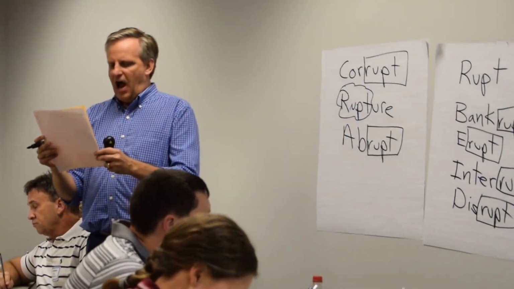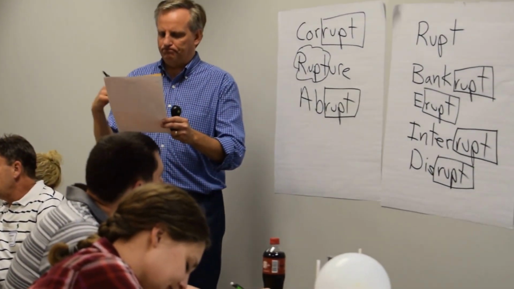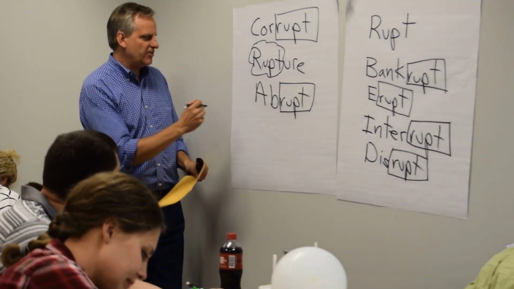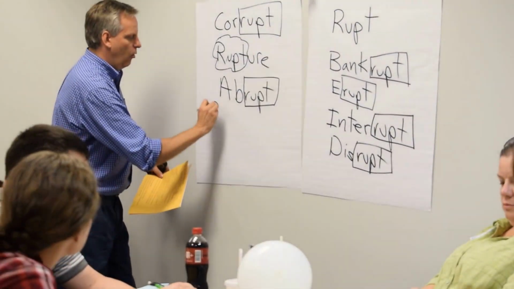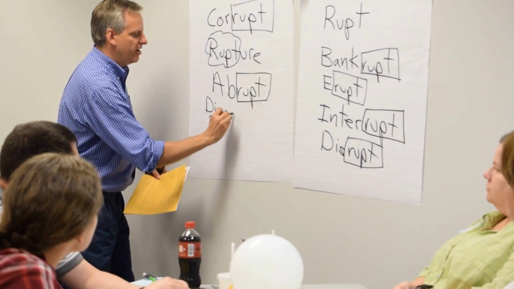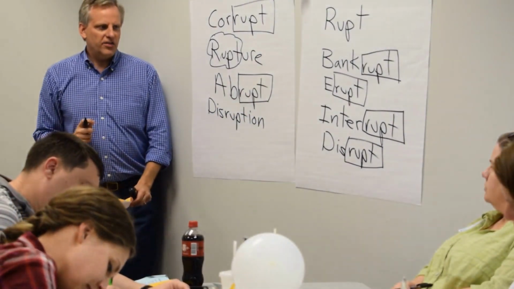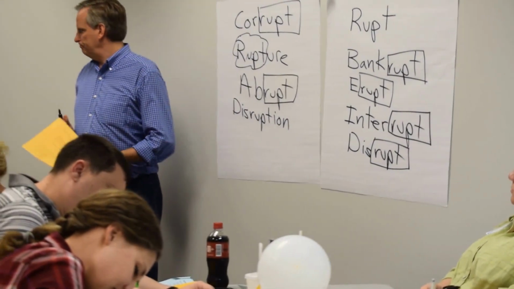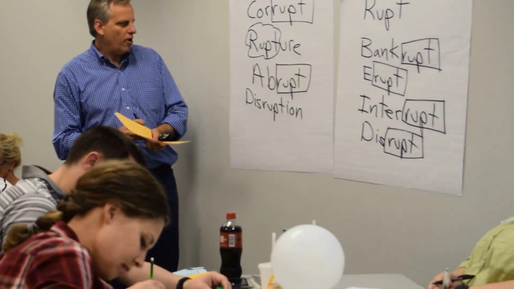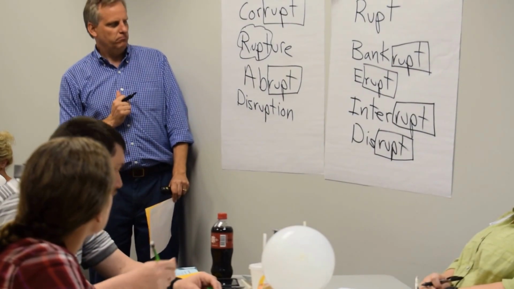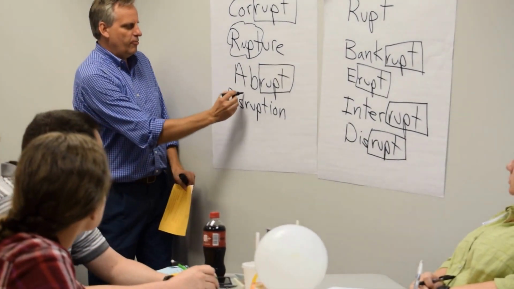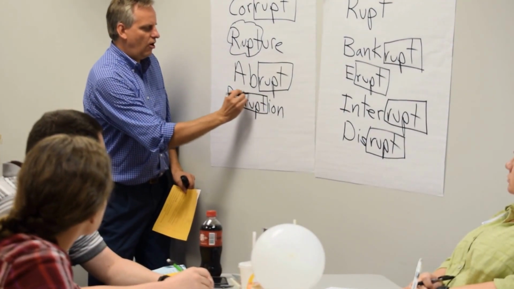So I'm going to put up another word here. I'm going to ask you to show me where our root is. We've got here disruption. Where do we see our root word in this word? In the middle. In the middle, okay. So our rupt is there.